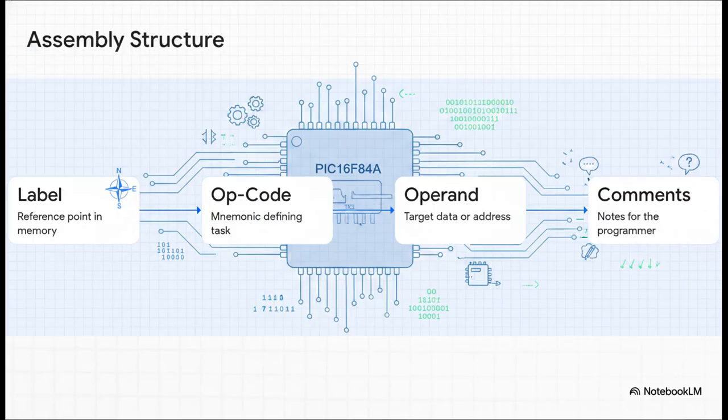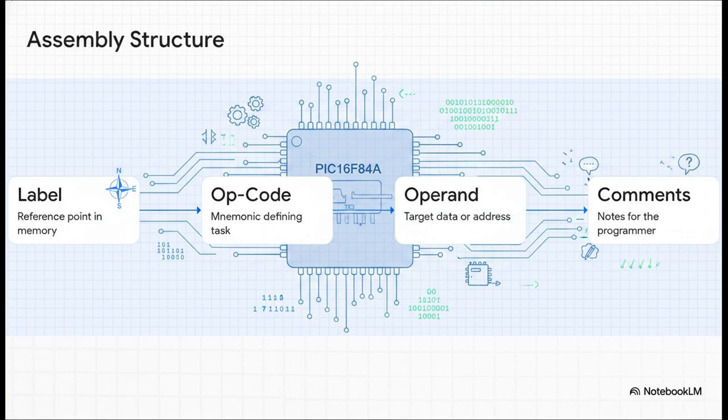Imagine you're writing this out on a whiteboard. Every single assembly instruction breaks down into these four logical components to tell the machine exactly what to do. First up is the label, like start, which acts as a handy reference point in memory. Second is the opcode, or the mnemonic, which defines the actual task, like add or move.